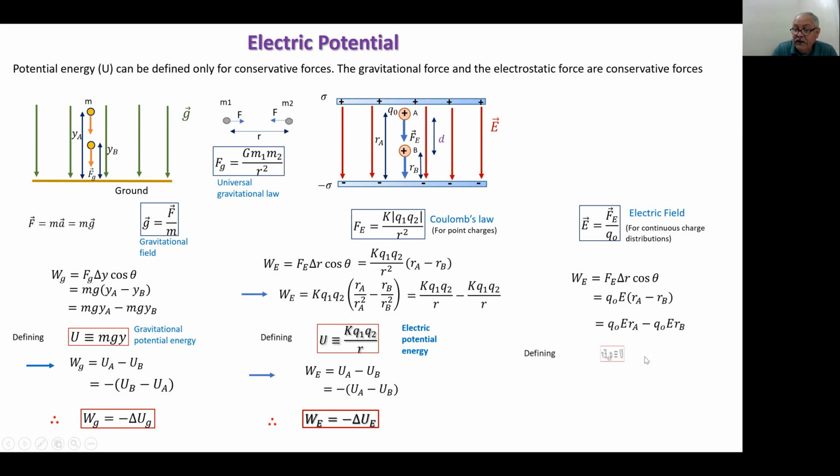Again, we define the electric potential energy equal to Q naught times the electric field times R. When we substitute the value in the previous equation, what do we have? The work done by the electric field is equal to the negative of the change in the electric potential energy. Again, we have the same form, but this is a little bit different because this one uses the electric field. They're the same, but here we use the electric field, and this is the definition of the electric potential energy, and here we use Coulomb's law.